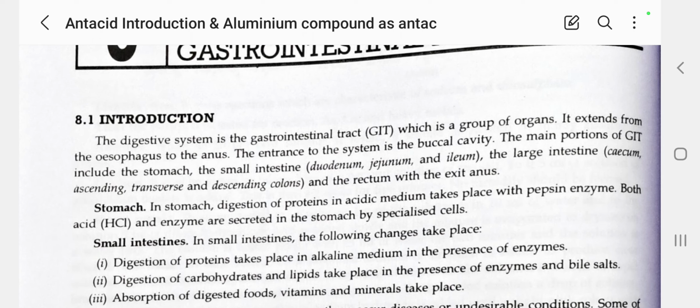This session continues with the antacid. In the previous session, we discussed the introduction and classification of antacid. Before this class, I am going to discuss with you about acidifier or acidifying agent. What are the acidifier or acidifying agent? Before entering into the topic, let's see about the introduction of GIT.